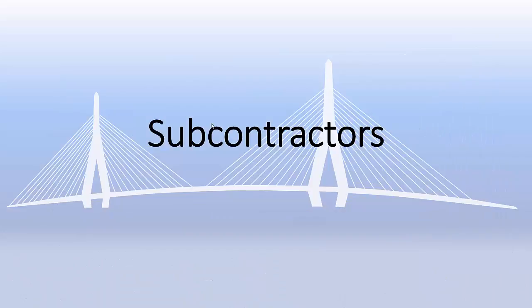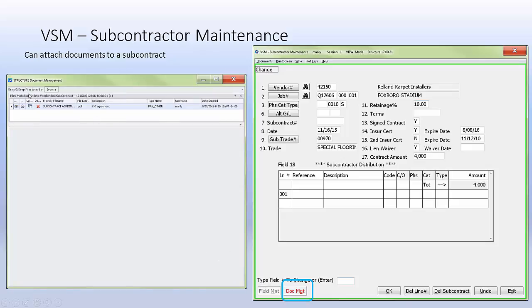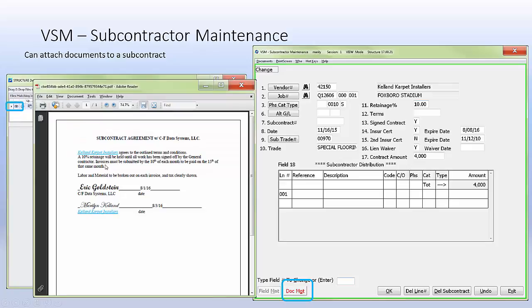Next, we've made some changes to subcontractors. You can attach documents to a subcontract. And again, you would be clicking on the documents and adding there. I already have one attached, so I'm just going to show you how we can get it out. If I have document management flashing, I will see my information here. I would click on my little eyeball, and up would come my contract.